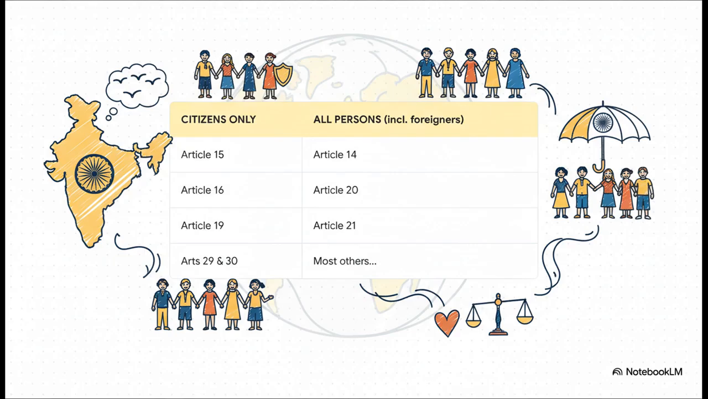Some of them, like the ban on discrimination in Article 15 or the 6 freedoms in Article 19, are reserved for Indian citizens only. But, and this is huge, many of the most essential ones, like equality before the law in Article 14, and most importantly, the right to life in Article 21, are guaranteed to all persons on Indian soil. That includes foreigners, too. Knowing who gets what is absolutely key.